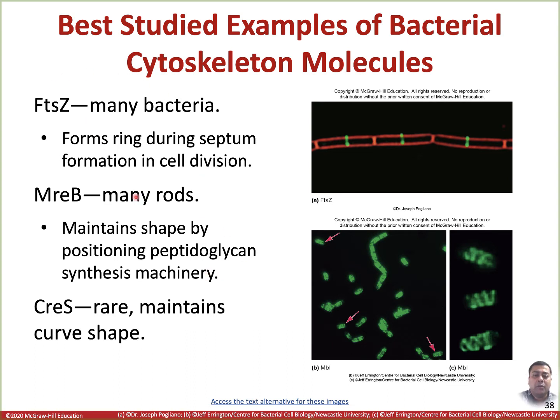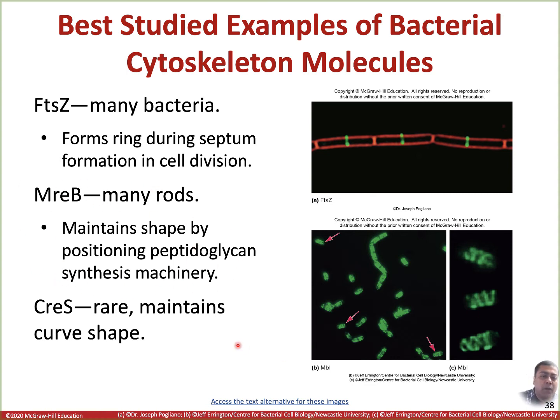On the other hand, you can see that this MreB or Mbl, these are the proteins which are actually present in many of the bacilli. They maintain the shape by positioning the peptidoglycan synthesis machinery, mainly for the bacilli. And these MreB or Mbl are closest to the actin cytoskeletal element of the eukaryote.